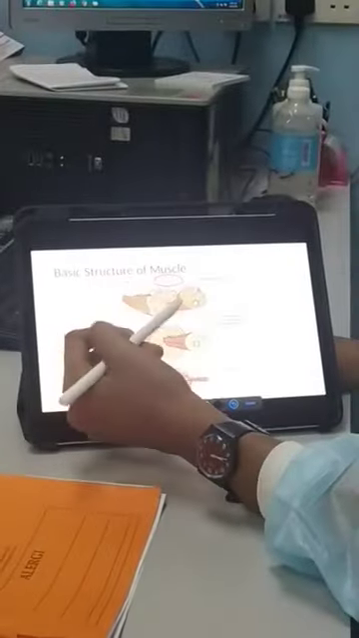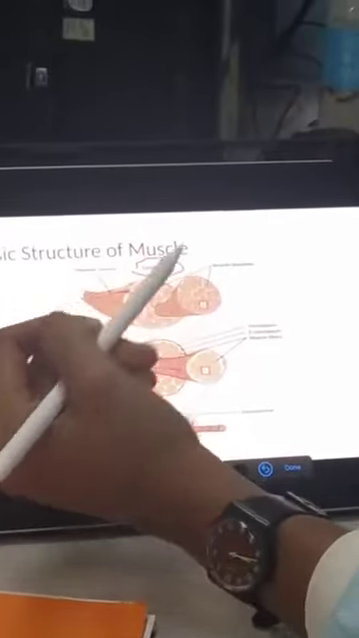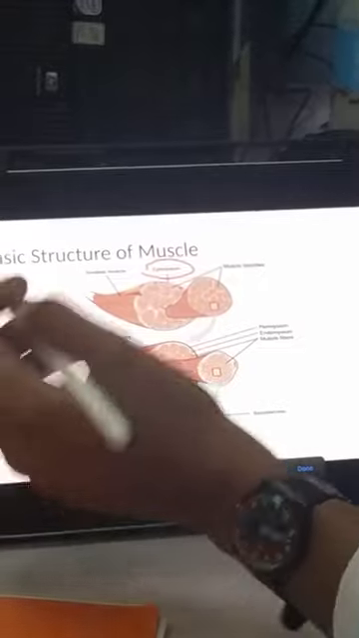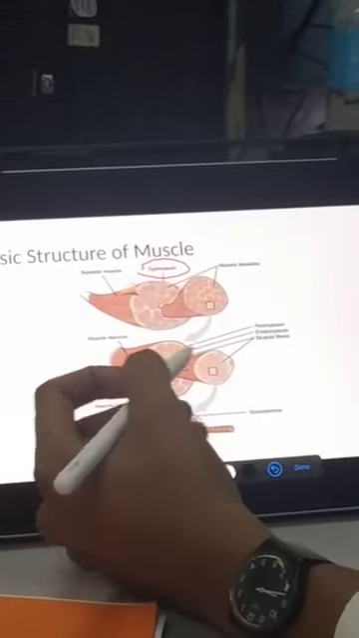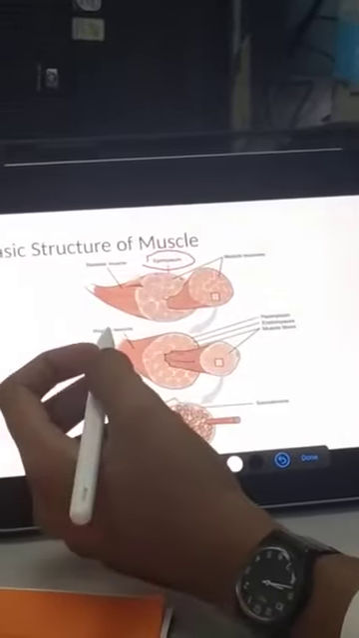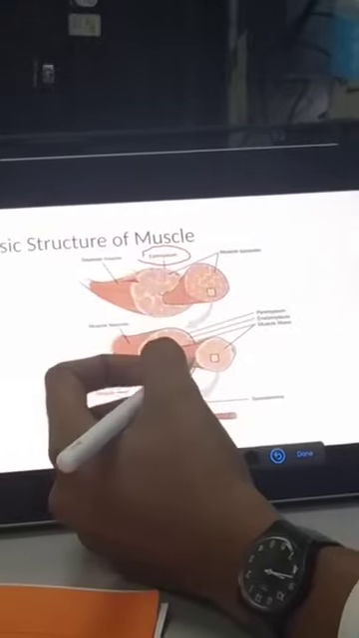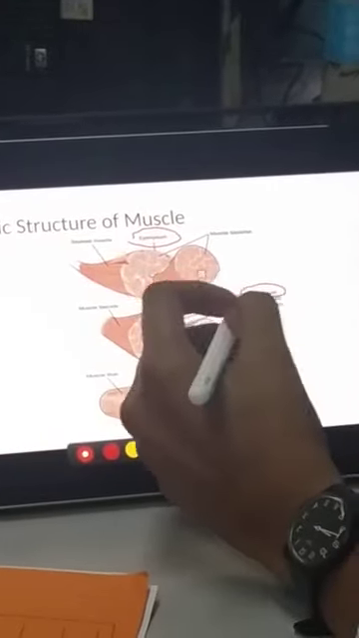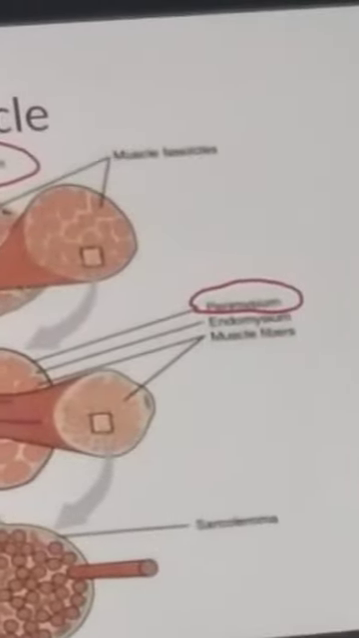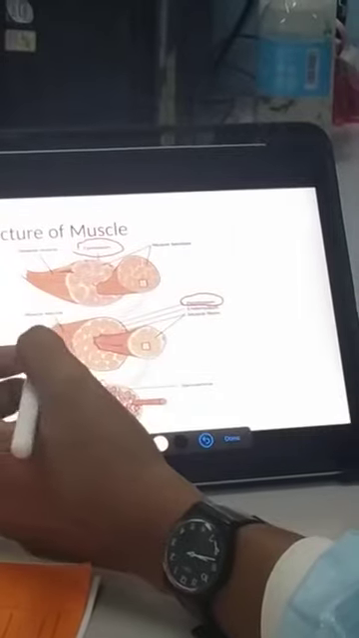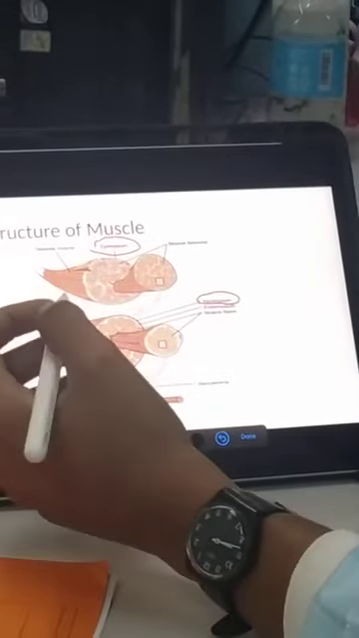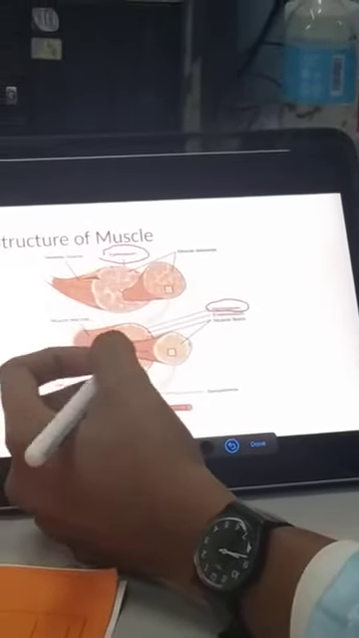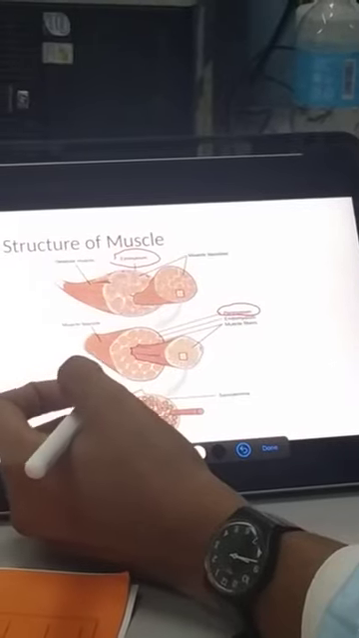This is further compartmented into muscle fascicles. The outer part of these fascicles is the perimysium. It also has connective tissue, a dense, irregular and fibrous one, the same as the epimysium. It is further compartmented into muscle fibers.